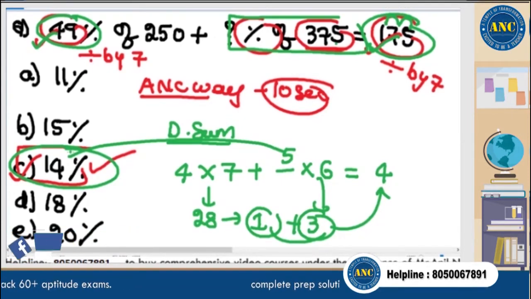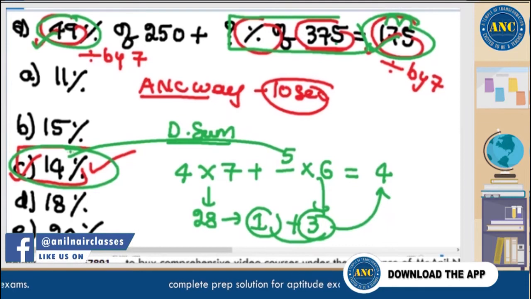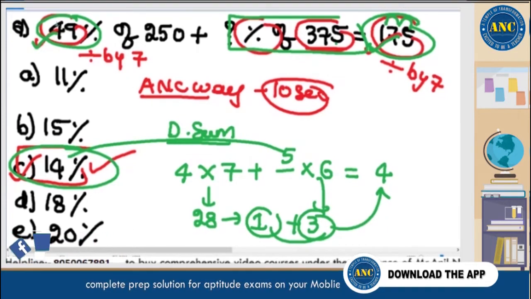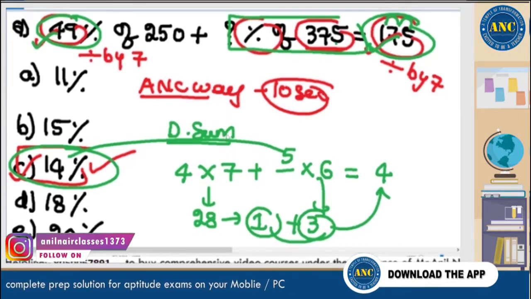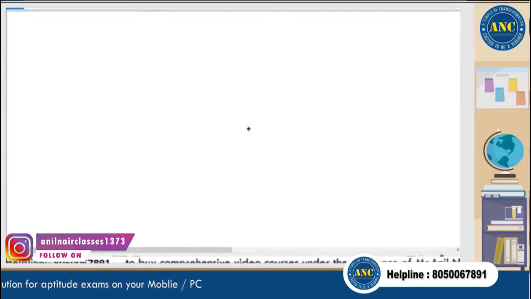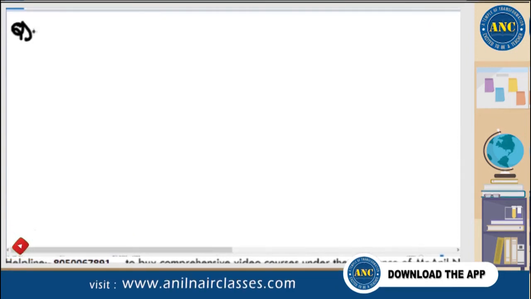I hope it is clear, right, sir? 14. Idea clear? Write down one more. Then again I will explain where the digital sum is not used. I will explain everything better. Just have a little patience. All I expect is be little calm and composed. Everything else I will discuss.